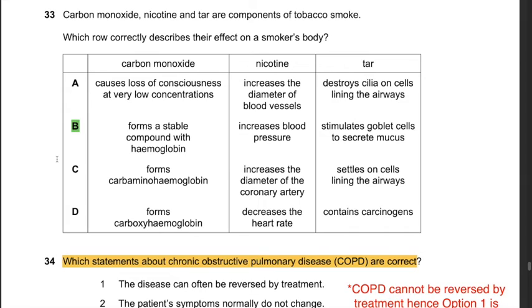If we go to options C and D, option C, carbon monoxide forms carbaminohemoglobin. That is obviously incorrect, as carbon dioxide forms carbaminohemoglobin and not carbon monoxide. If we go to option D, forms carboxyhemoglobin, yes. Decreases the heart rate, that is incorrect, because nicotine leads to an increase in heart rate. Therefore, option D is also incorrect. The correct answer is option B.